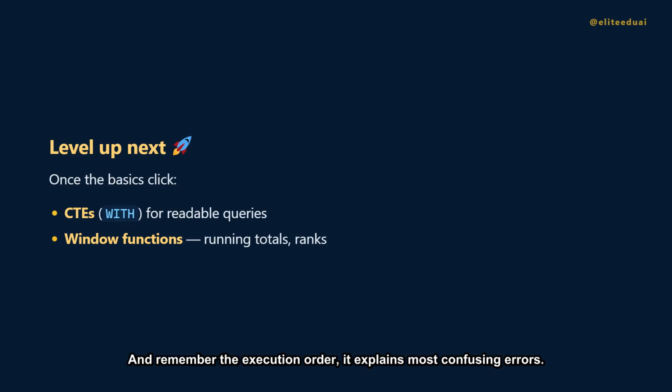Once these basics are second nature, level up with two things. Common table expressions, written with WITH, make complex queries readable. And window functions give you running totals, moving averages, and rankings without messy self-joins. Those two mark an intermediate analyst.